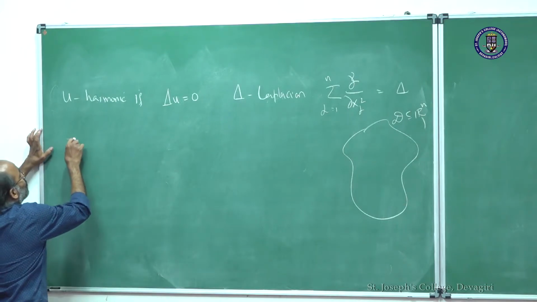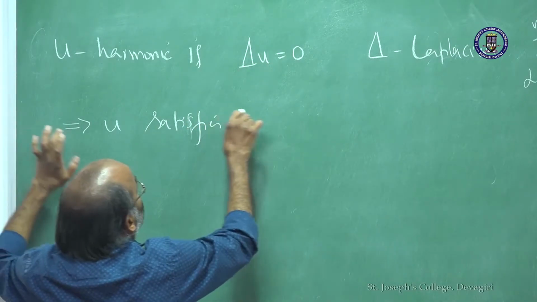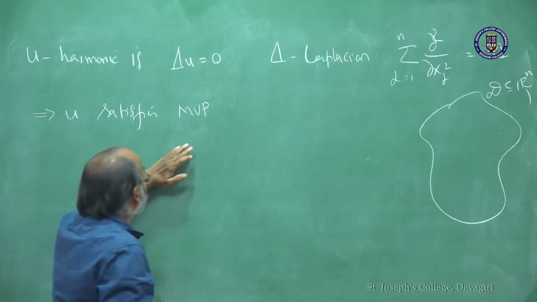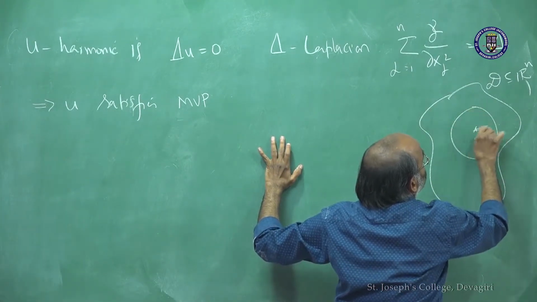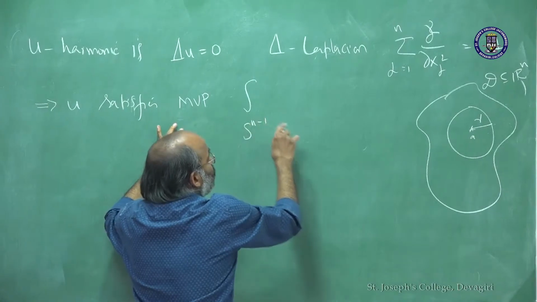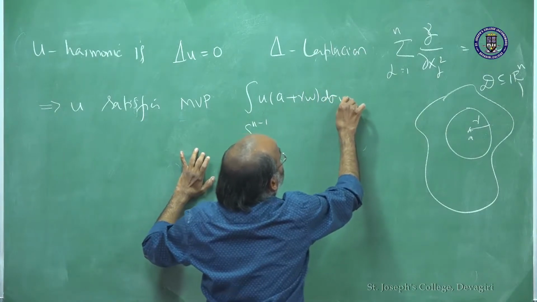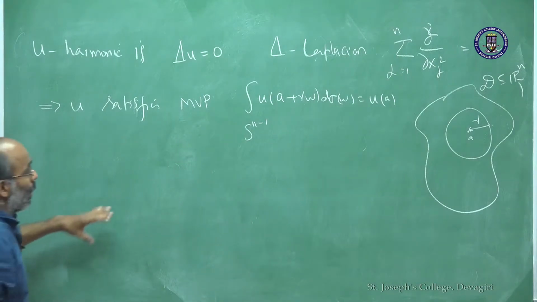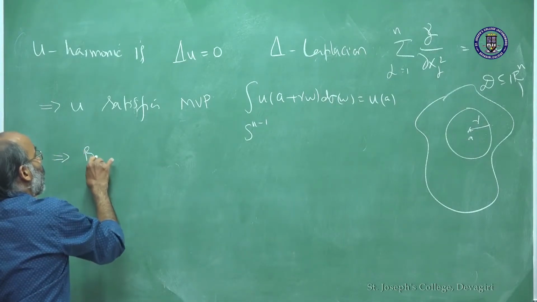The first thing we proved was that this implies U satisfies the mean value property, if you remember Green's theorem and all that. What does this mean? You take any point A and look at a sphere of radius r centered at A contained in D. Then the mean value of U over this sphere, the integral of U of A plus r omega d sigma omega, is the value at the center. In polar coordinates, this immediately implies the ball mean value property.